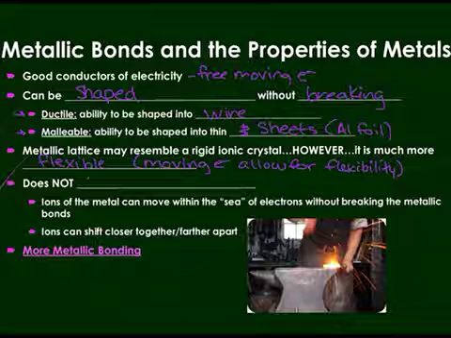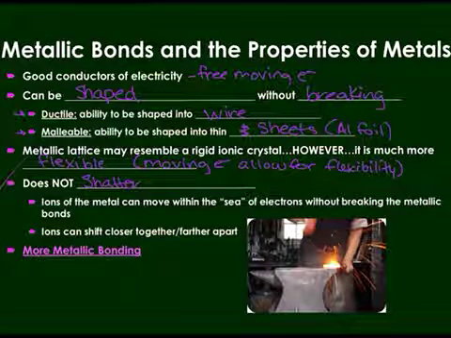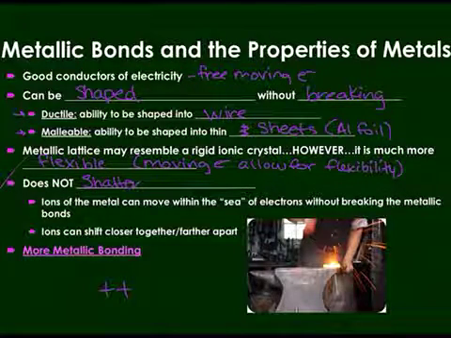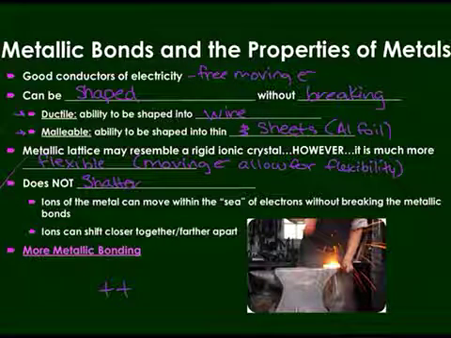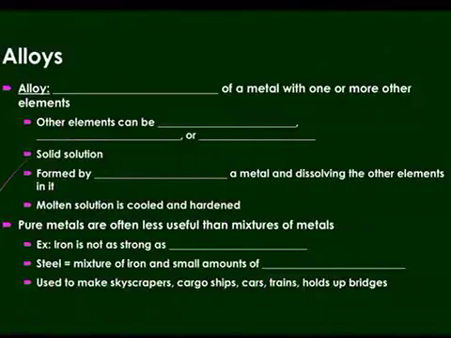They do not shatter like the ionic crystals because the ions of the metal can move within that sea of electrons without breaking. The ions can shift closer together or farther apart, and those electrons just fill in to prevent two positive charges from getting too close to one another. So those electrons will sneak in to form a barrier, which prevents them from shattering.